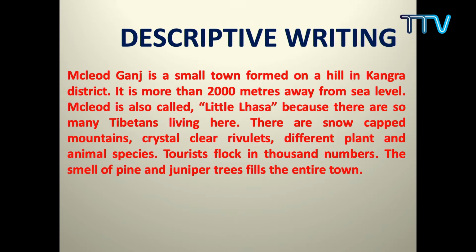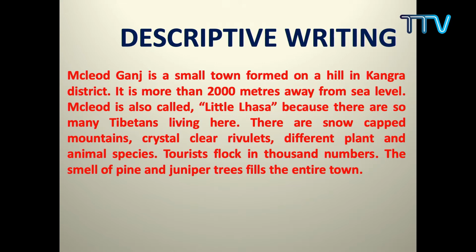So I'm going to read this. McLeod is a small town formed on a hill in Kangra district. It is more than 200 meters away from the sea level. McLeod is called Little Lhasa because there are so many Tibetans living here. There are snow-capped mountains, crystal clear rivulets, different plant and animal species. Tourists flock in thousand numbers. The smell of pine and juniper trees fills the entire town. So this is a small description of McLeod.